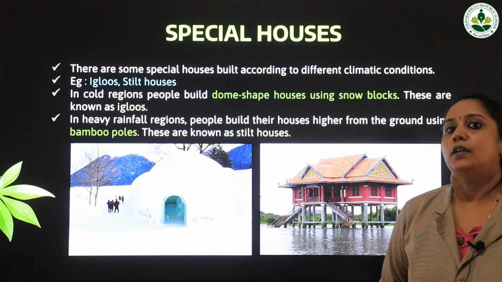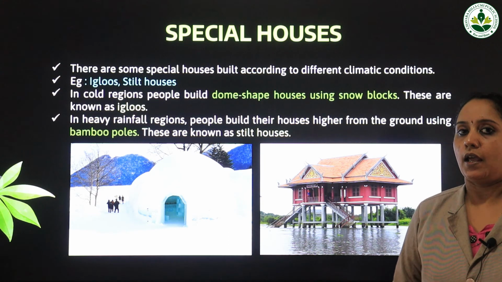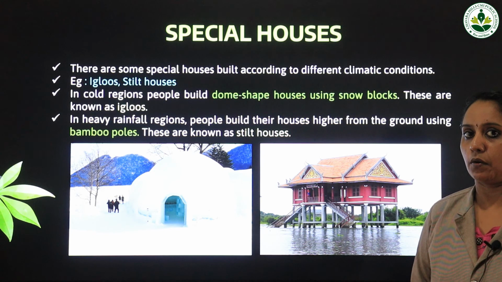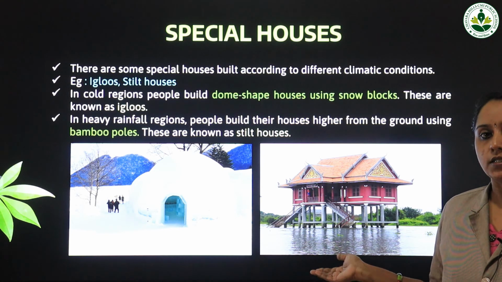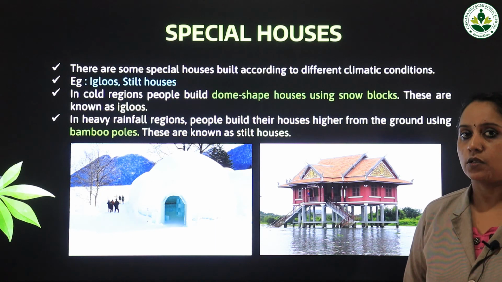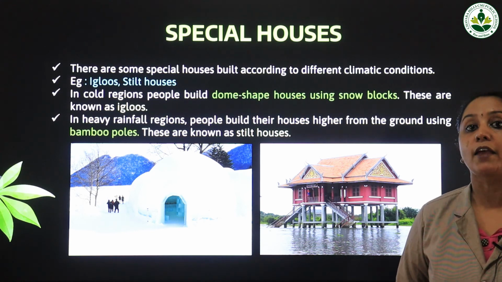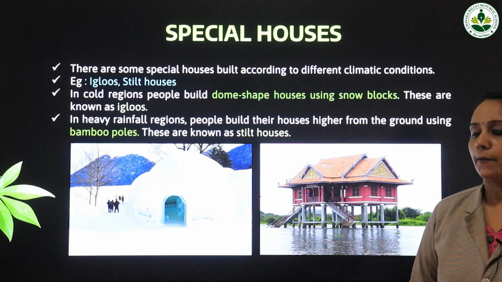Do you remember the flood that came 2 years back? So many people lost their lives, and there were a lot of destructions and all. So when water enters that place, houses and the things inside all get damaged. So for avoiding that, people built stilt houses. So stilt houses are found in heavy rainfall regions.